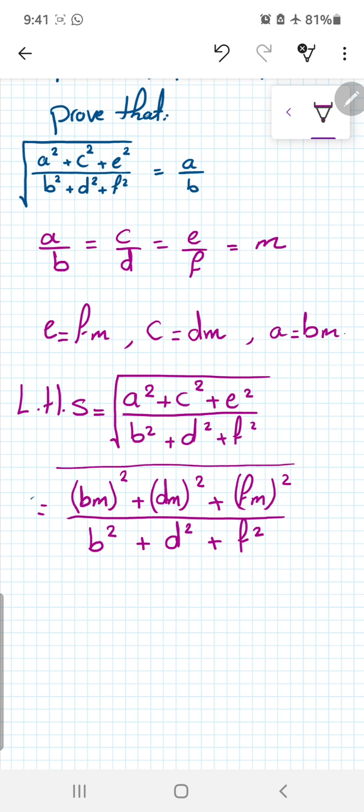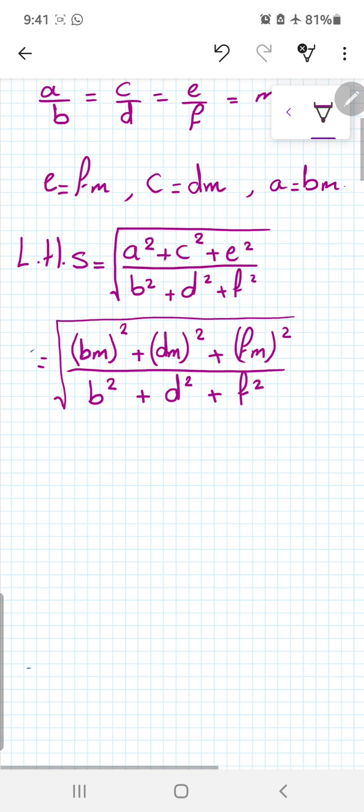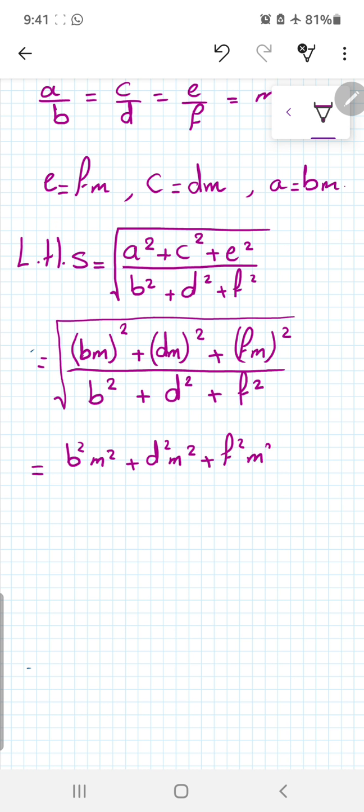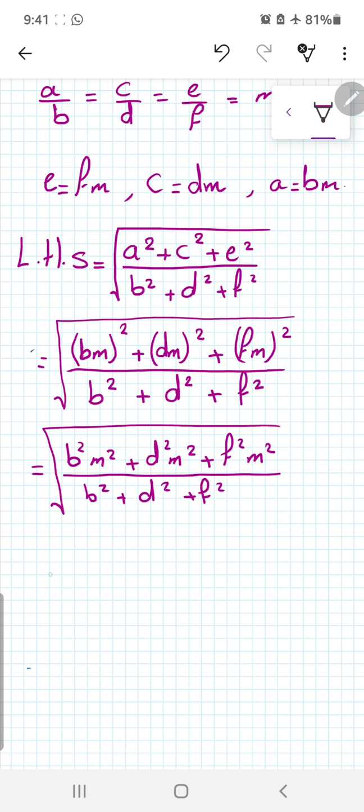Okay, all of this under the square root. By substitution, substitute the power: here power 2 gives B power 2 and M power 2. So we have B power 2 M power 2 plus D power 2 M power 2 plus F power 2 M power 2 over B power 2 plus D power 2 plus F power 2. All of this under the square root.